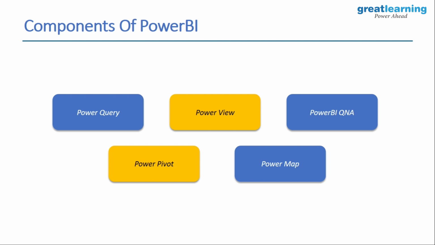Now, let's try and understand the other components. I'm going to go through these components in random order. So let's now discuss Power Pivot, what it is and how it functions. Power Pivot is a data modeling and calculation engine. It is used for modeling simple and complex data. In Power Pivot, you can create relationships between different tables and calculate values that can be viewed in pivot tables.